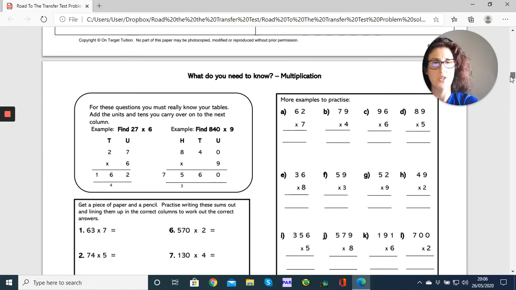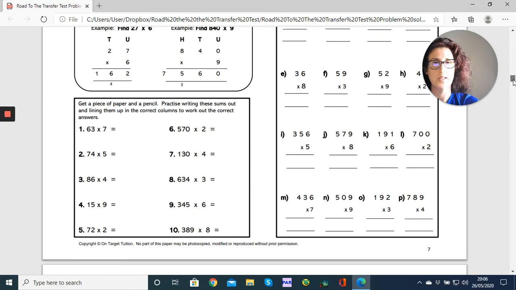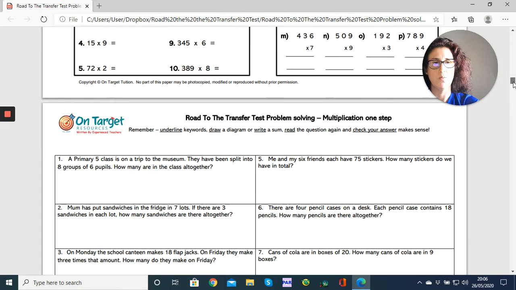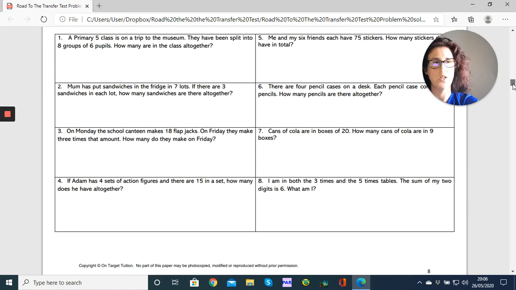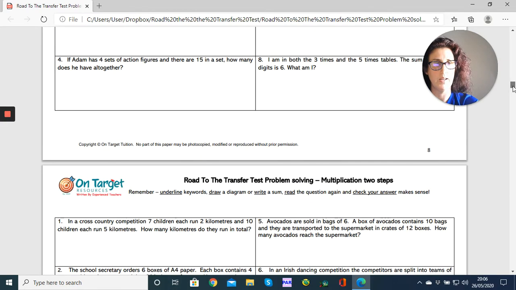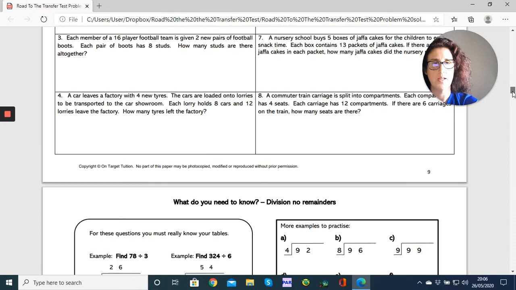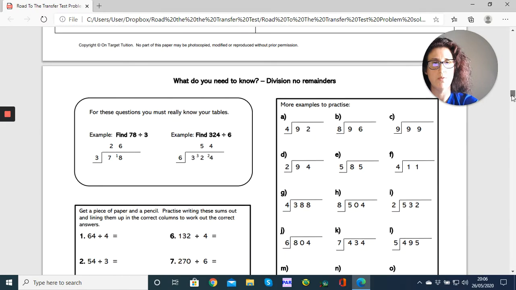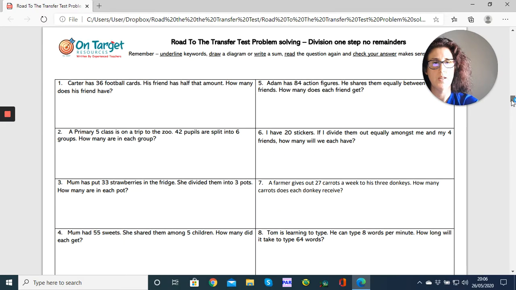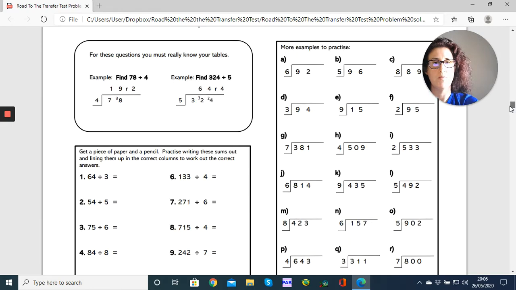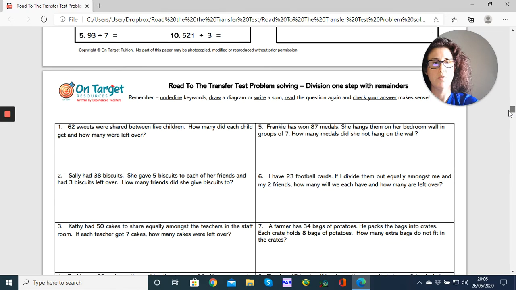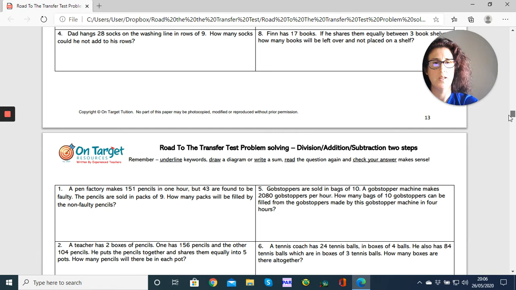Multiplication, so they have a chance to practice the basic skills first, and then into multiplication 1 step, so 8 questions for each of the problem solving sections. Multiplication 2 steps. So I'll just quickly whiz through that. We've got division with no remainders and the problems with that. We have division with remainders, and division with remainders problems, division, addition, subtraction, 2 steps.